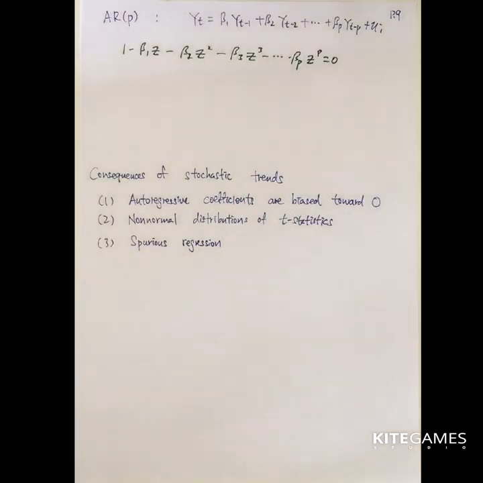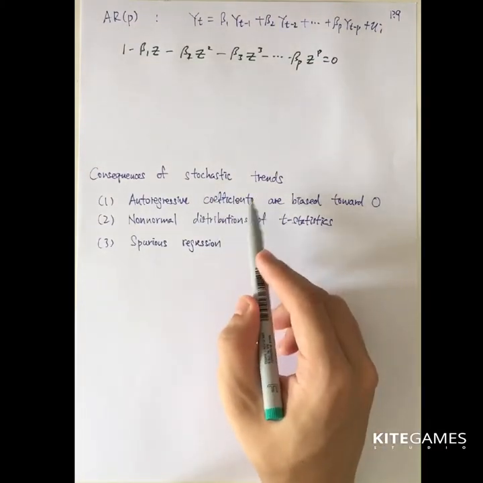Well, how about if the root is equal to 1? If the root is equal to 1, just similar to the AR(1) model where beta is equal to 1, then we call this a unit root, or we call this a stochastic trend. So stochastic trend simply equals unit root. So what is the consequence of a unit root or stochastic trend?